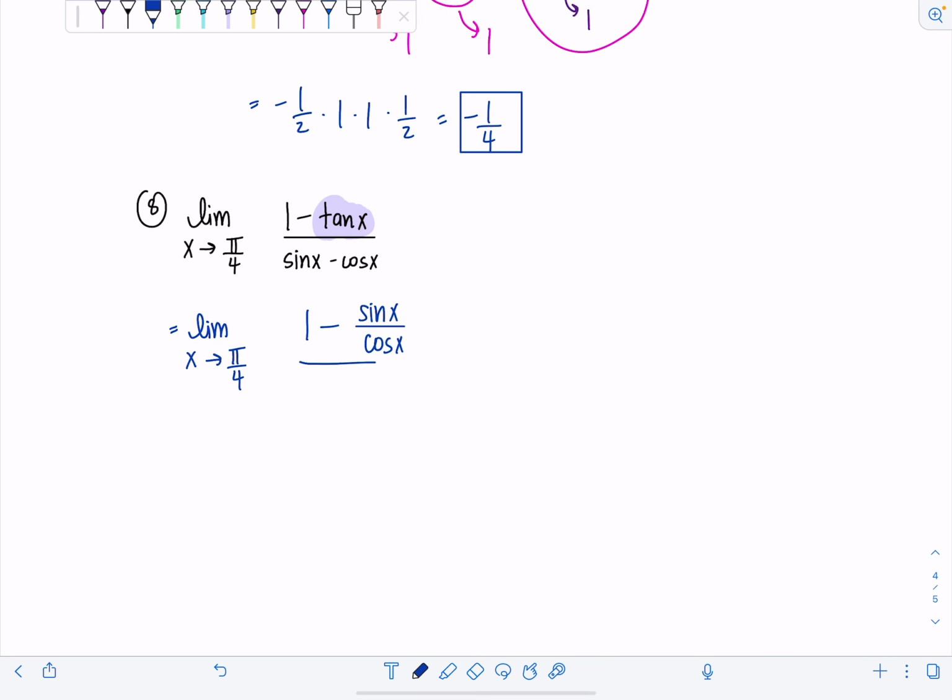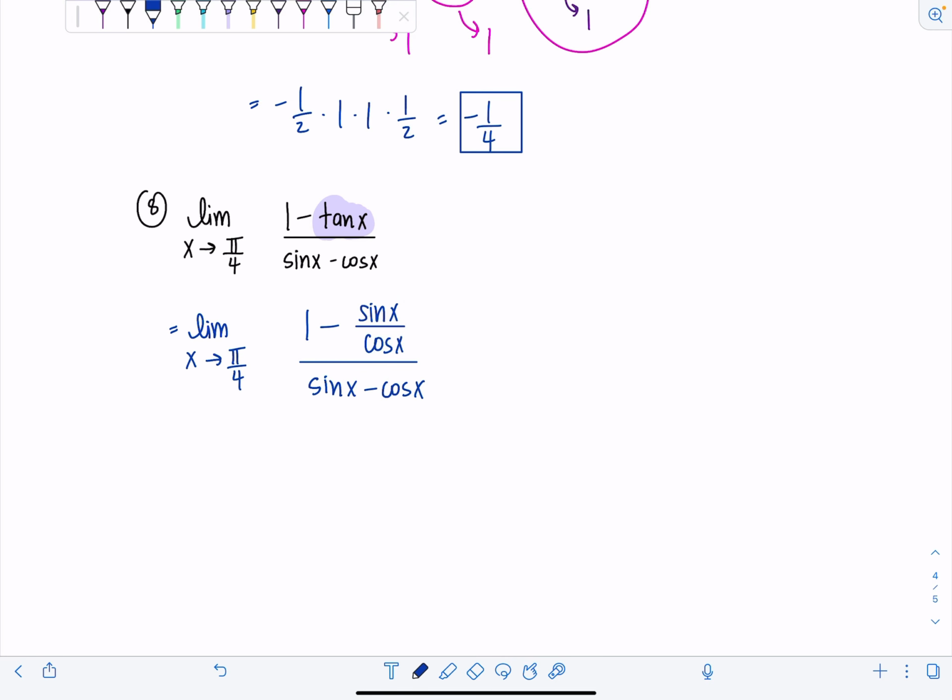So this is the limit, x approaches pi over 4, of 1 minus sine of x over cosine of x, over sine of x minus cosine of x. Okay, I don't see any x's floating around where I could use my first limit formula for sine of x over x. And I don't really want to multiply by any conjugates. I don't think Pythagoreans are going to help me out here.